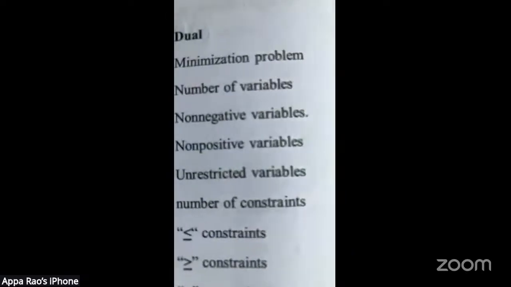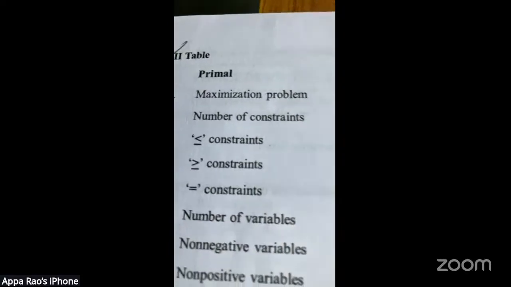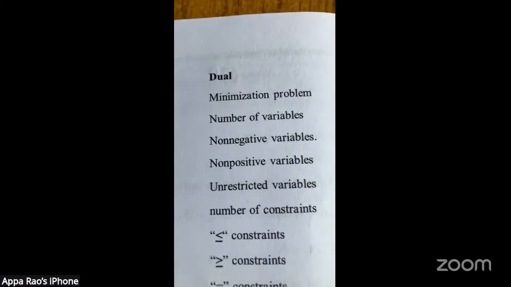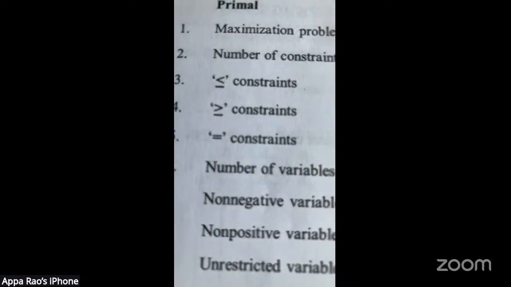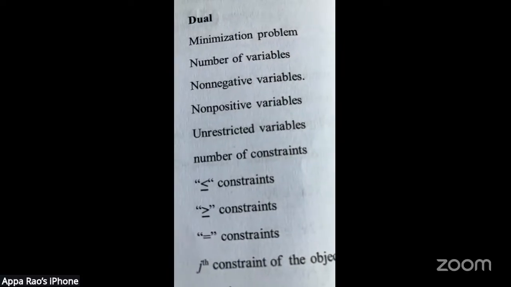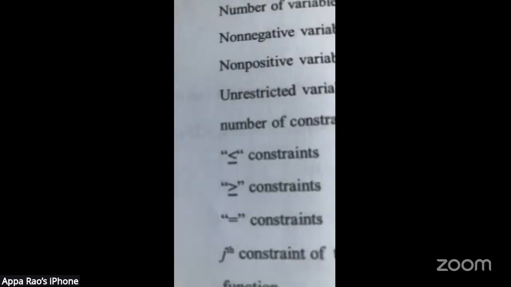Suppose primal and dual. If the primal is a maximization problem, then the dual is a minimization problem. In the primal, the number of constraints equals the number of variables in the dual. Less than or equal to constraints correspond to non-negative variables. Greater than or equal to constraints correspond to non-positive variables.